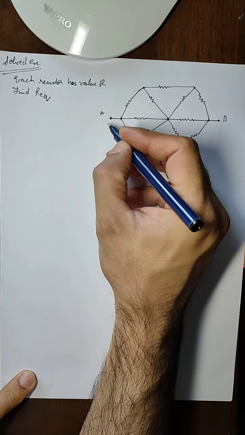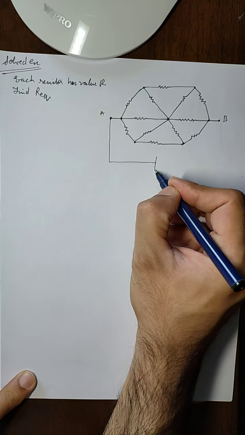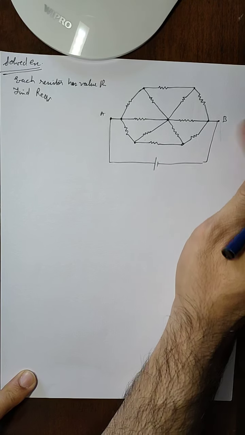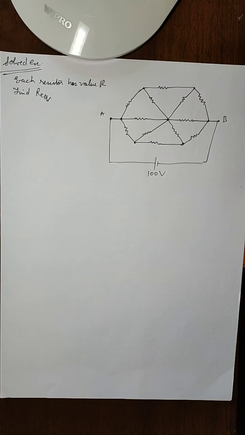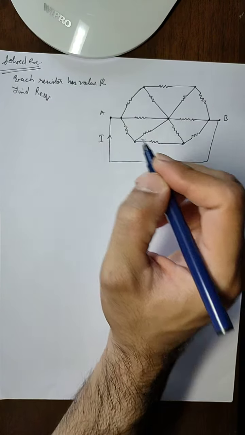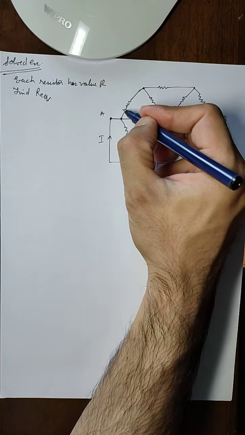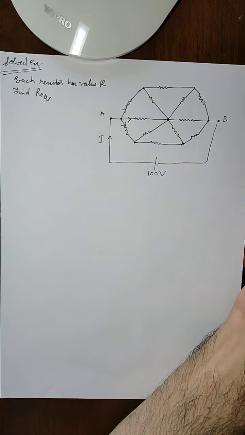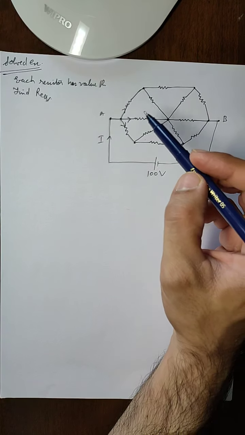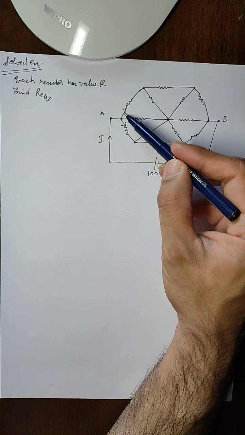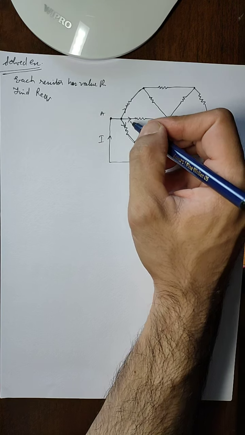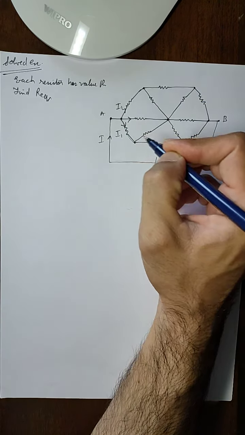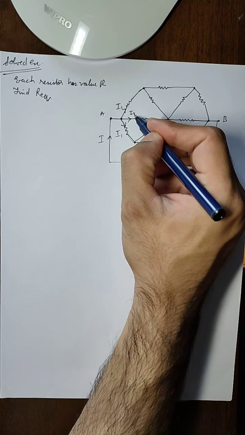First we will connect a battery of 100 volts across these terminals, and due to symmetry the current I that is coming out of the battery will be divided into three branches. Now we can see that with respect to terminals A and B, these two branches are symmetrical, so the current going in them will also be same. So let us say that they are I1 each, and the current going in this branch, let us say, will be equal to I2.